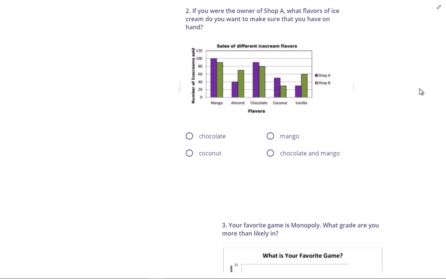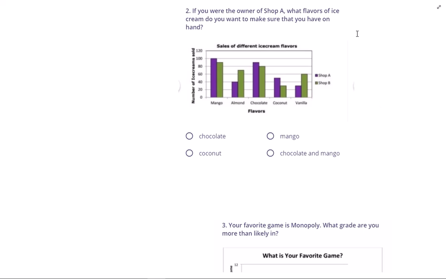Question 2. If you were the owner of shop A, what flavours of ice cream do you want to make sure you have on hand? So shop A. Now in this little graph, shop A is the purple colour, and the green is shop B.